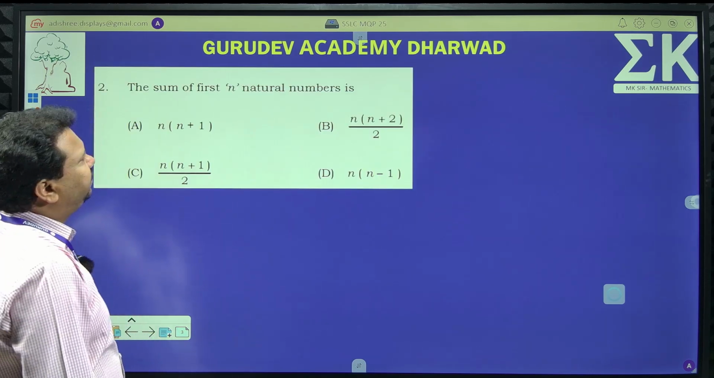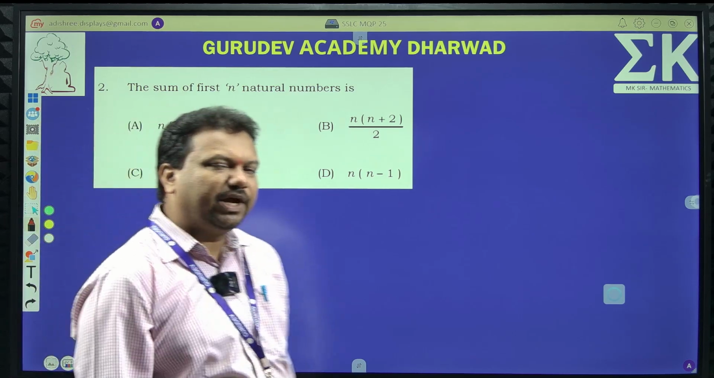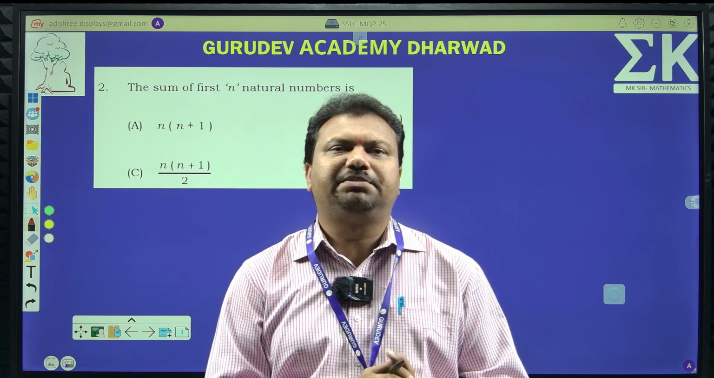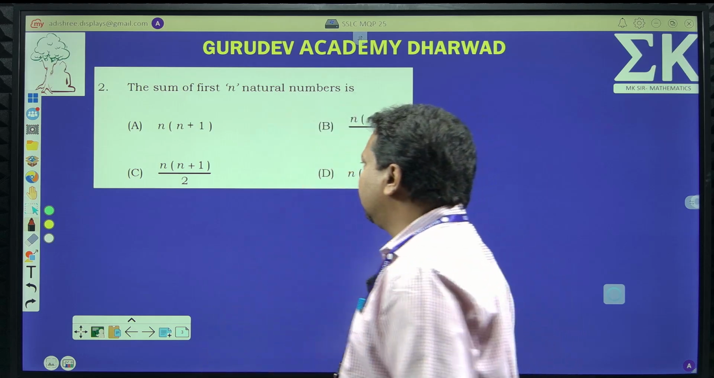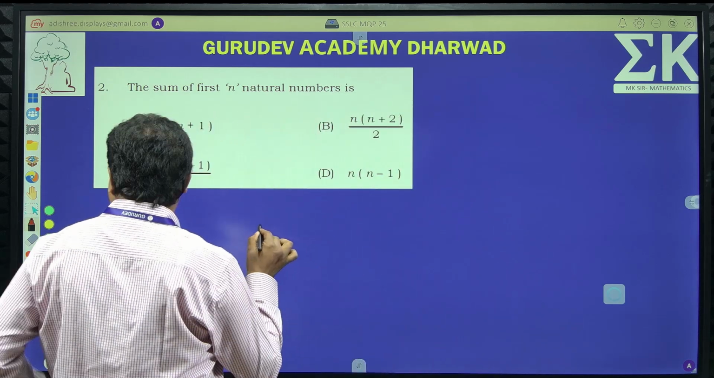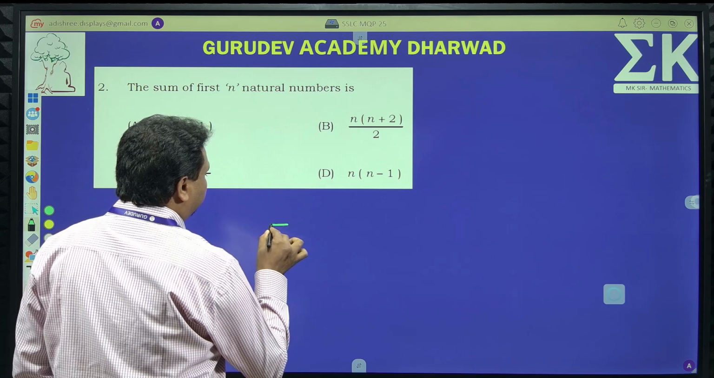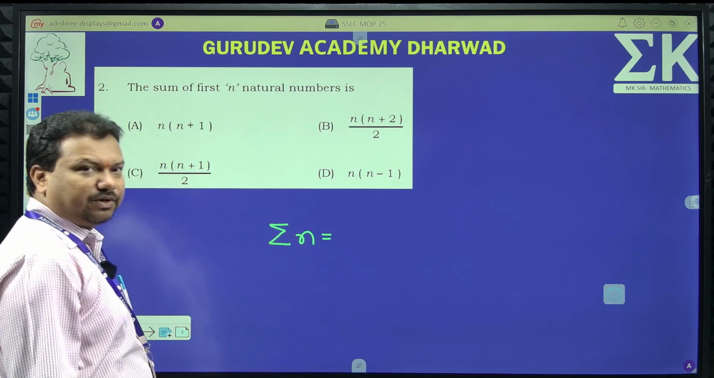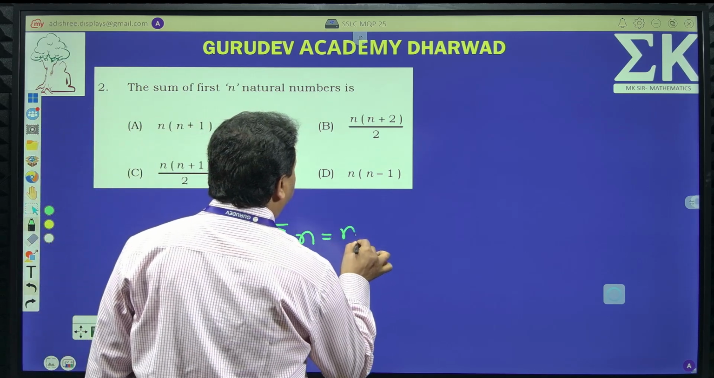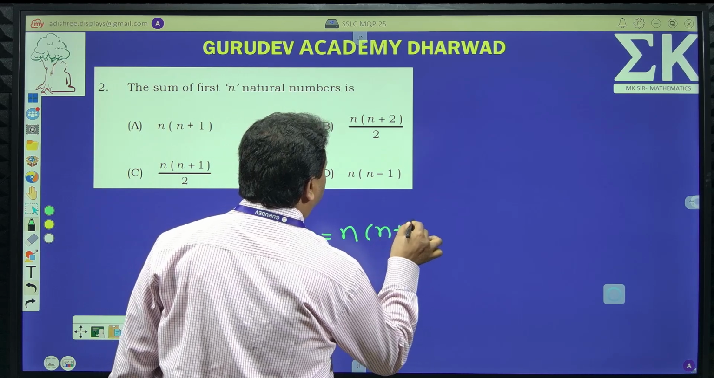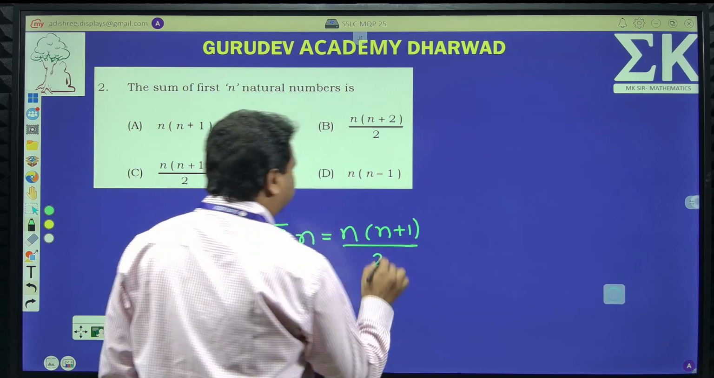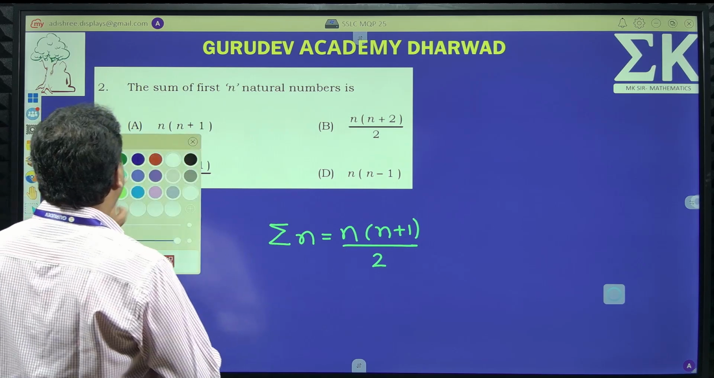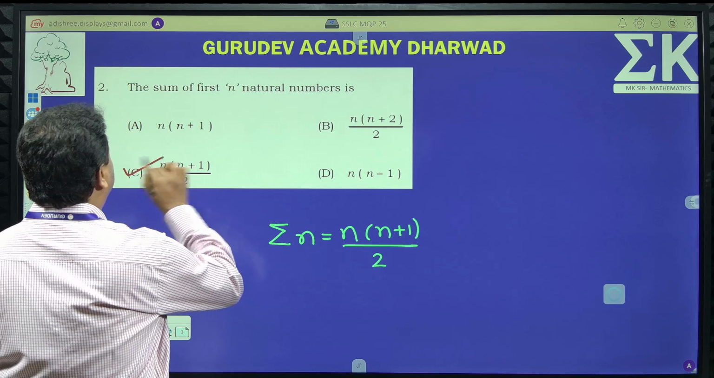The sum of first n natural numbers is... so we have already proved this in a different way. So here you should just remember an identity. Please observe, the sum of first n natural numbers is always equal to n into n plus 1 divided by 2. Clear? Next. So, I will go with option C as the right answer.